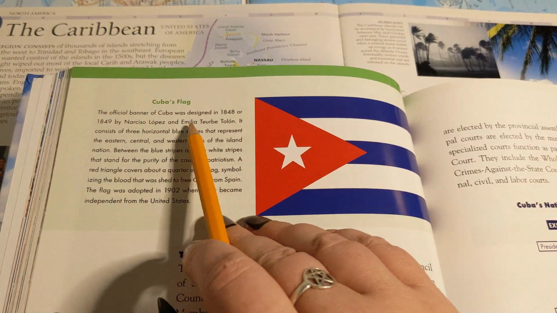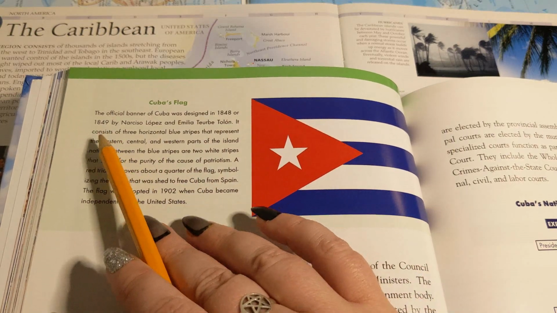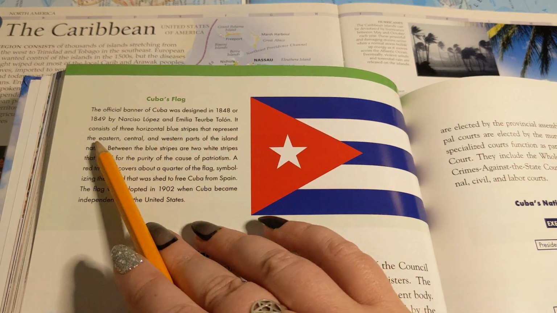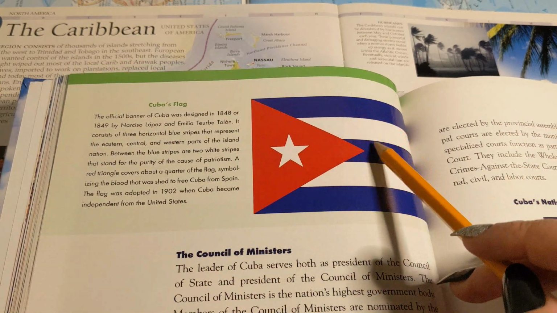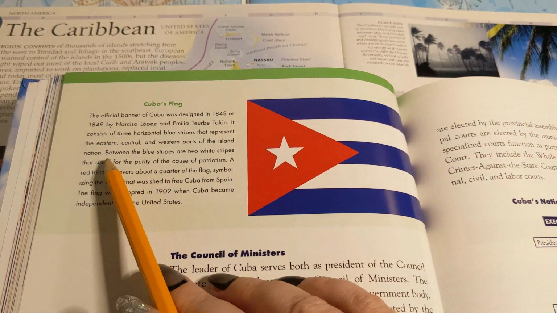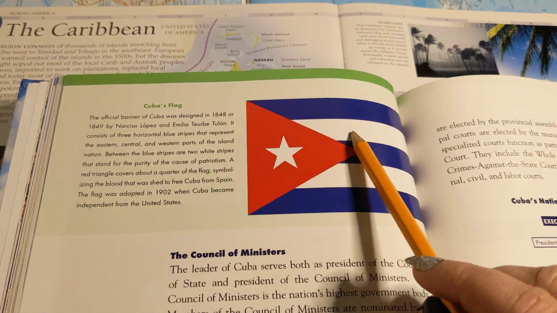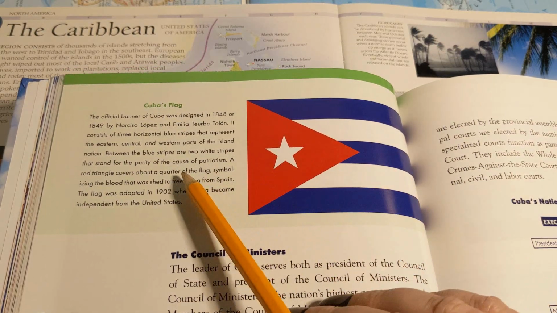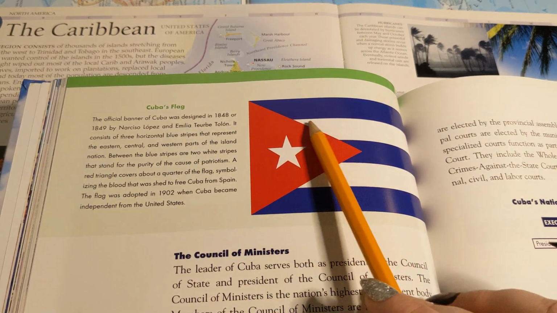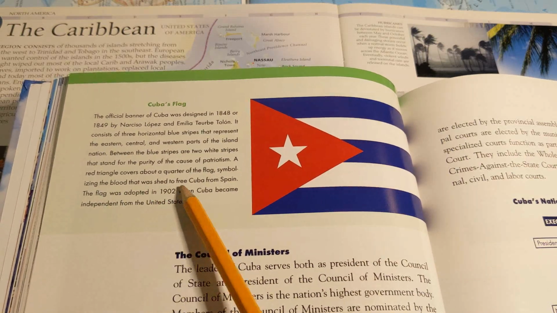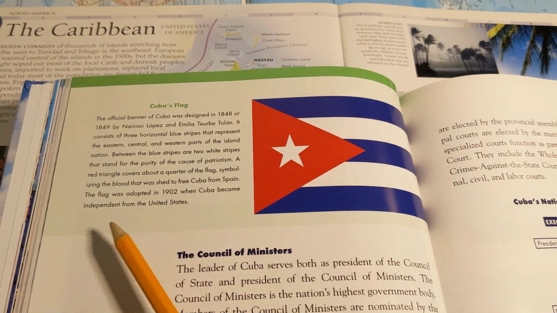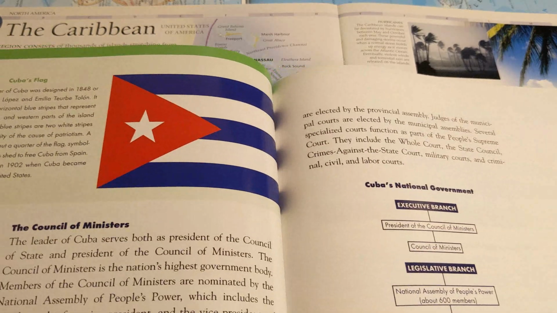The official banner of Cuba was designed in 1848 or 1849 by Narciso Lopez and Emilia Terbe Tolon. It consists of 3 horizontal blue stripes that represent the eastern, central, and western parts of the island nation. Between the blue stripes are 2 white stripes that stand for the purity of the cause of patriotism. A red triangle covers about a quarter of the flag, symbolizing the blood that was shed to free Cuba from Spain. The flag was adopted in 1902 when Cuba became independent from the United States.